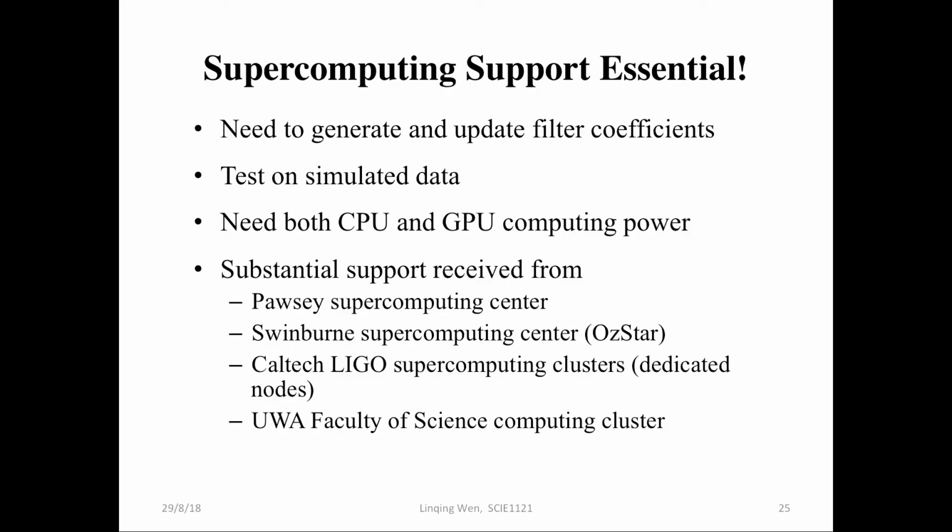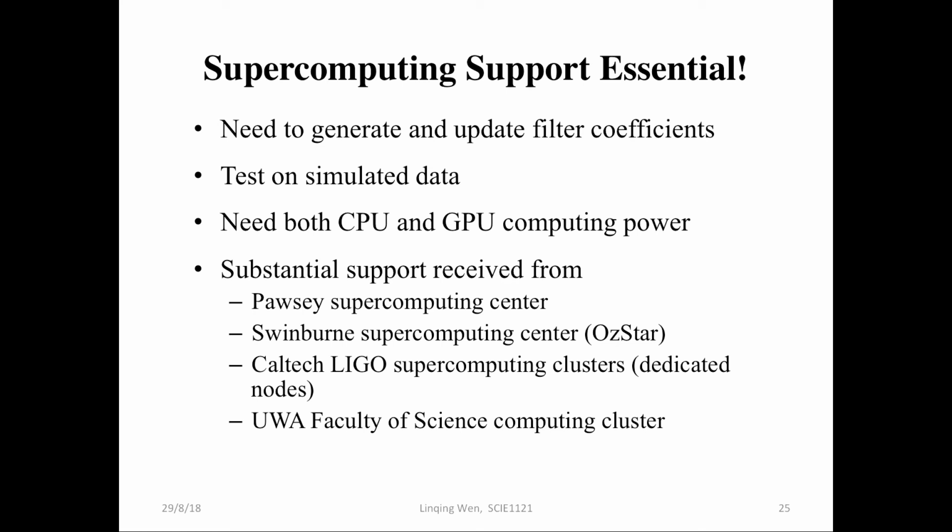So we really need supercomputing. That's really important because we need to generate and update those coefficients, which we currently do with CPUs, by doing GPU acceleration. We need to do a lot of testing on simulated data because the pipeline is just dirty. You have to do lots of tests to make sure it's stable, you're good against the glitches. We need both GPU and CPU computing power, and so far we have received substantial support from Pulsar.